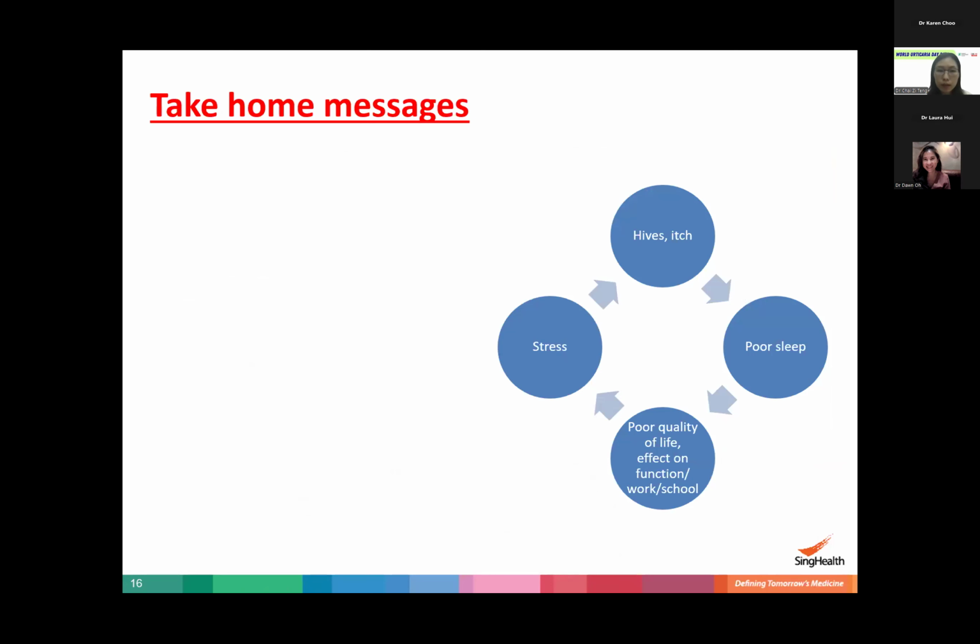So I've come to my last slide, and I just really want to go through again what the take-home messages are. I think hives and itch affect our quality of life a lot. It affects our sleep, and it's really a vicious cycle. If you have hives, you scratch in the middle of the night, you can't sleep. When you can't sleep, the next day you wake up tired. You can't do your work or go to school or do anything well. That leads to probably more stress, and stress happens. Your sleep gets poorer and the hives get worse, and this really will just go on.